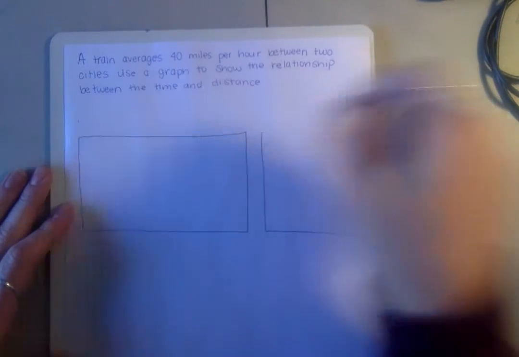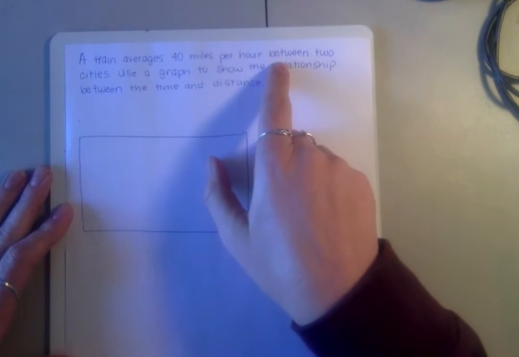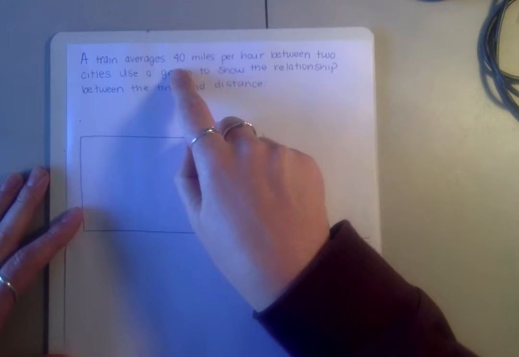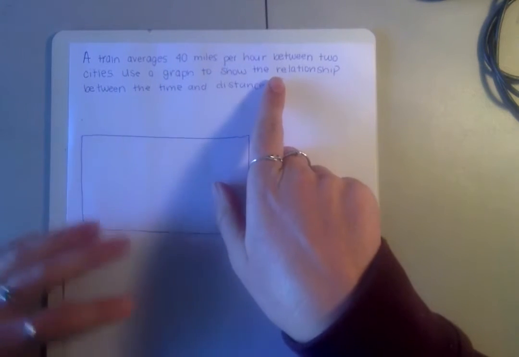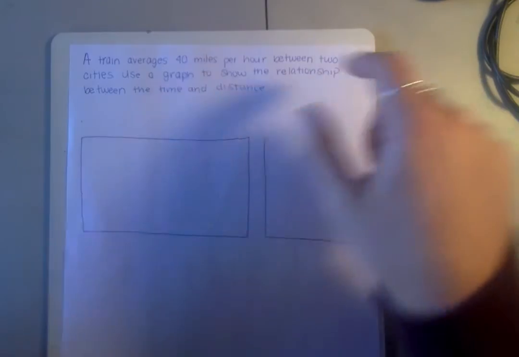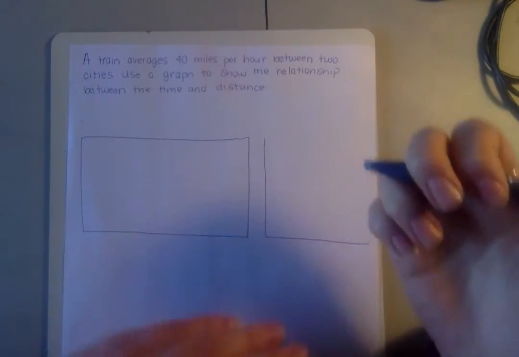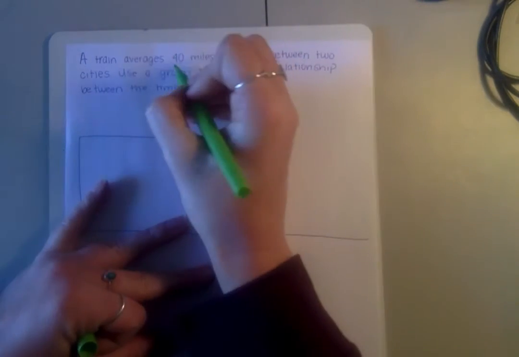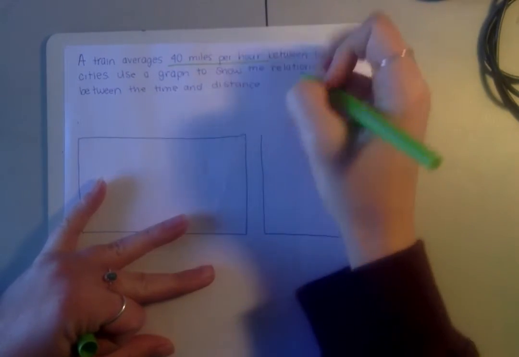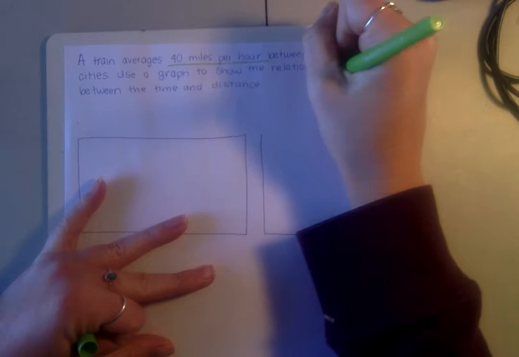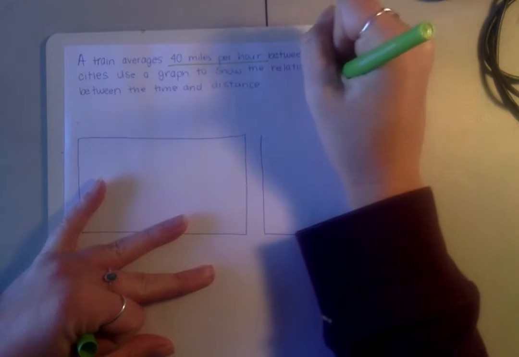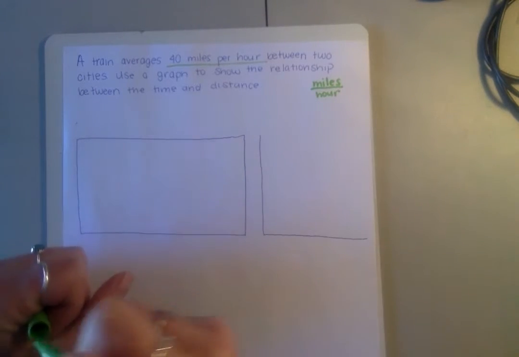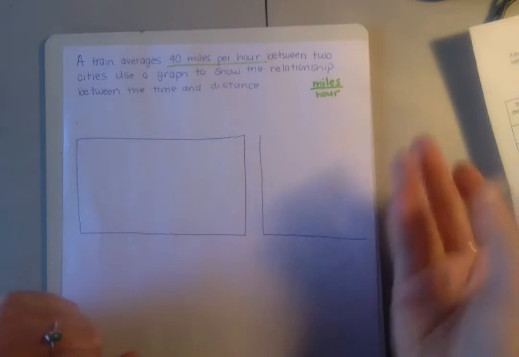So a train averages 40 miles per hour. And first off, what does 40 miles per hour tell you? I want to go back to ratios. Remember that 40 miles per hour we can think of as a ratio. This is talking again about miles per hour, and I can think about this as a ratio, miles per hour.